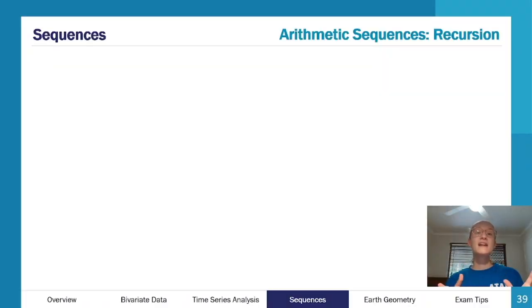So arithmetic sequences versus geometric sequences, just to give you the 1,000-foot overview. Arithmetic sequences are what we just looked at on the previous slide. 2, 4, 6, 8, 10, 12, 14, 16, on and on and on. There are patterns where our rule requires adding the same number each time.